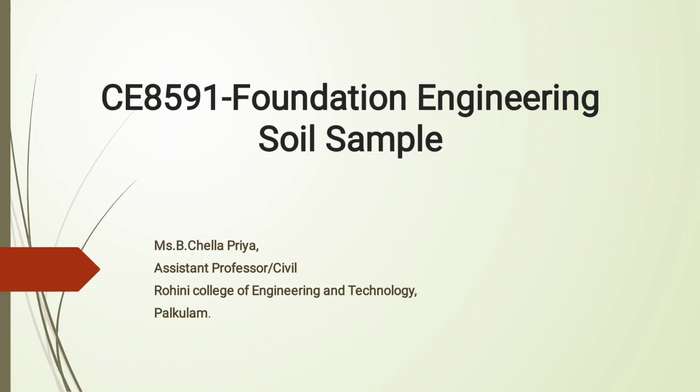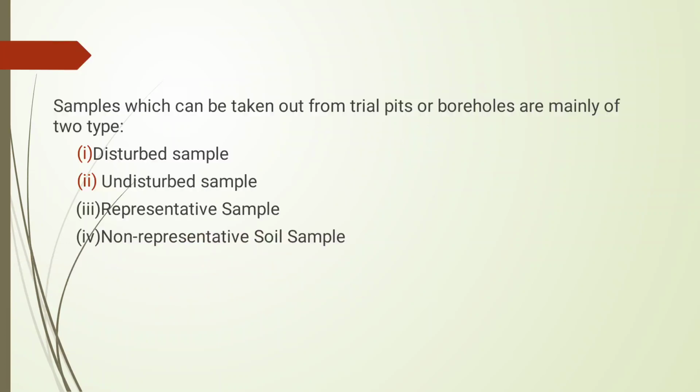So, first one is soil sampling. What is meant by soil sampling? Soil sampling is nothing but the process of obtaining a soil sample from a desired depth or desired location to know about the characteristics or properties of the soil. The sample is taken from the trial pit or borehole, and it is mainly divided into two types, disturbed and undisturbed. Disturbed is further classified into representative and non-representative samples.